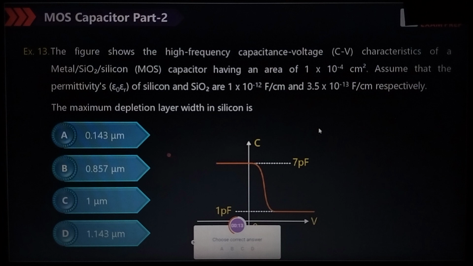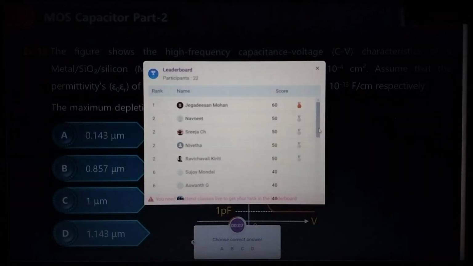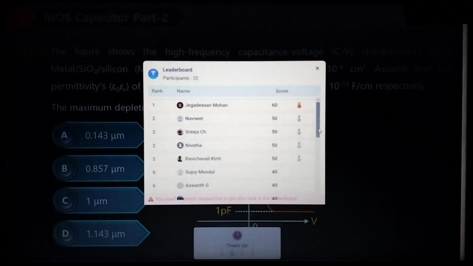Somewhat tricky question. Yes, 33% of students have given the right answer. Priya Mohan, Ravi Chavli, Navneet. Okay, so these are the ranks.